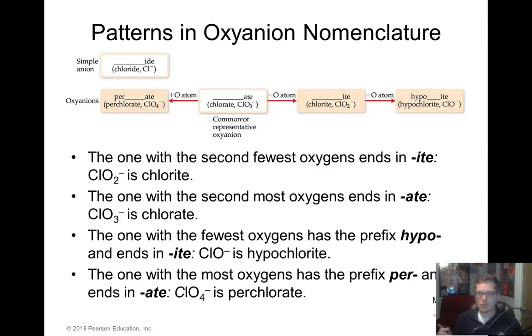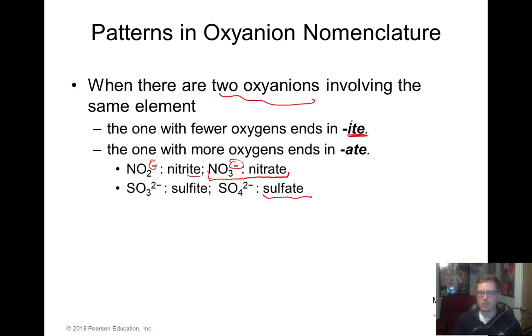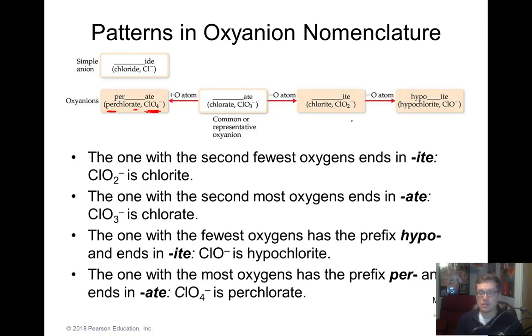All right. Now chlorine is special, okay, because chlorine has 4 versions of its oxyanion. So the one that has the most we say is perchlorate. All right. So that's the one with 4. Remember, it's on the third period. Okay. So it has 4 possible oxygens attached. So this would be perchlorate, ClO4 minus.